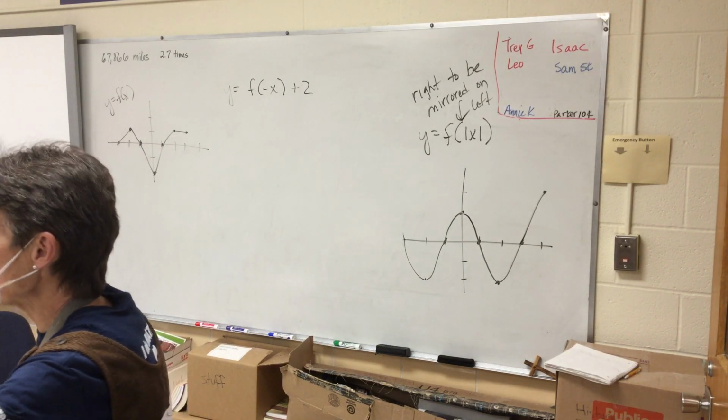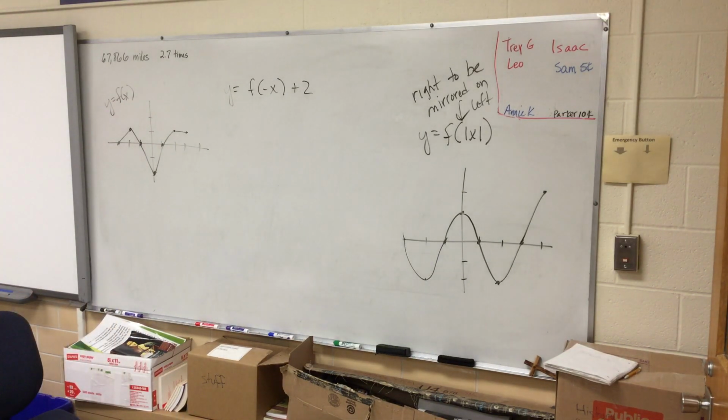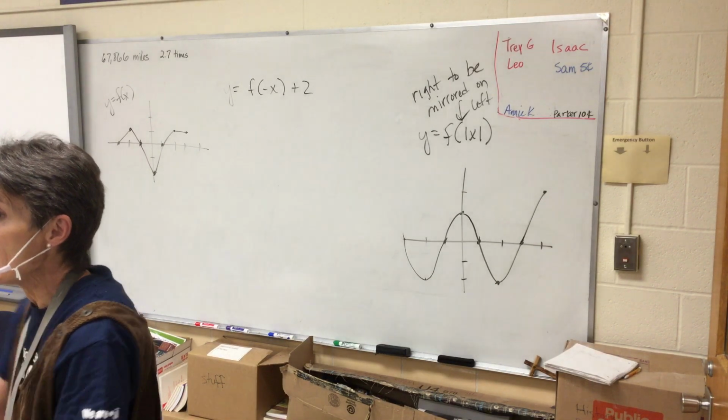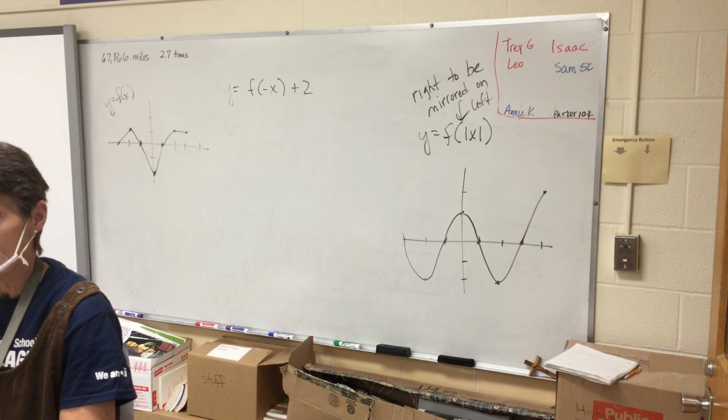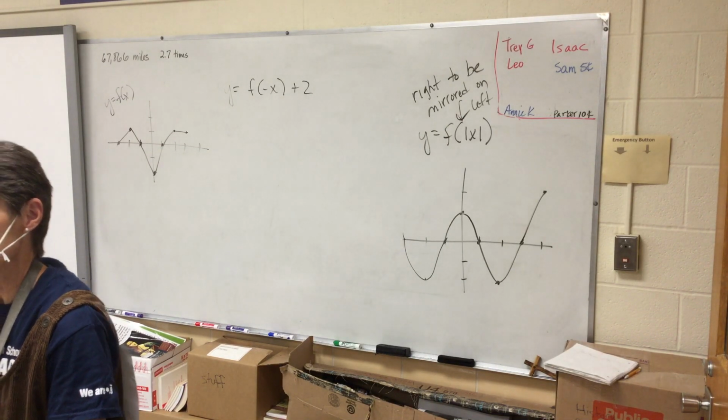When your negative is out in front of the whole thing, it reflects you across the x-axis. It turns you upside down. When your negative is on the x, guess what it does? It reflects you across the y-axis.